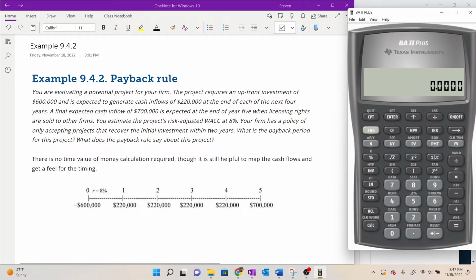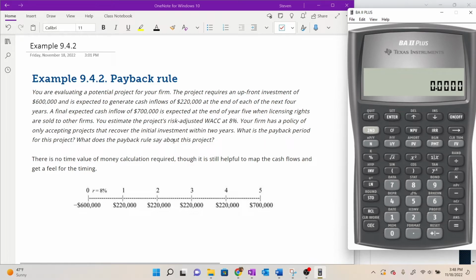The final expected cash flow of $700,000 is expected at the end of year 5 when licensing rights are sold to other firms. You estimate the project's risk-adjusted weighted average cost of capital at 8%. Your firm has a policy of only accepting projects that recover the initial investment within 2 years. What is the payback period for this project, and what does the payback rule say about this project?